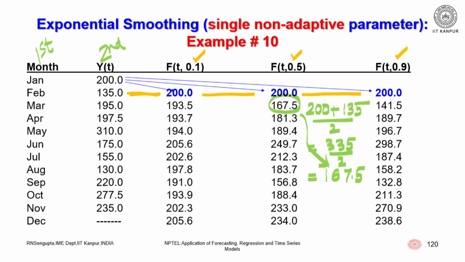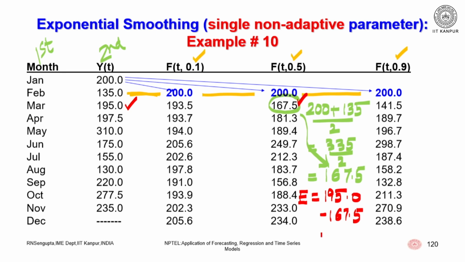So I have given equal weightages to the February actual value and the February forecasted value. Based on that, I find the forecasted value for the month of March is 167.5, which should be compared with the actual value for March, which is 195. So if I want to find the error, I'll use E as the error, and using red color, it will be 195.0 minus 167.5, which is here.